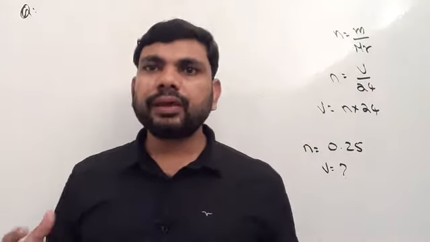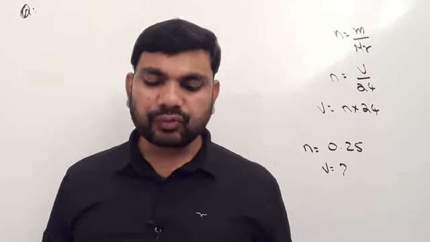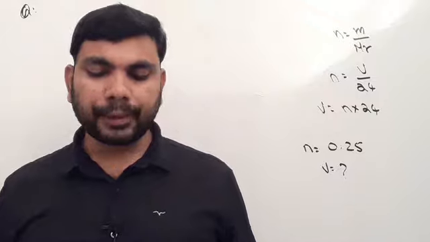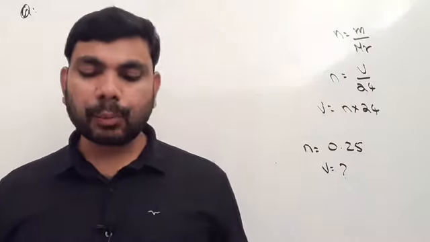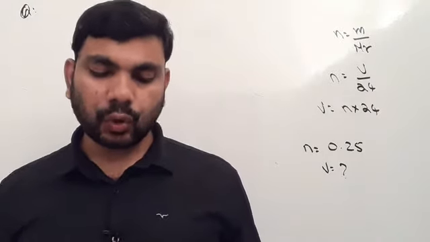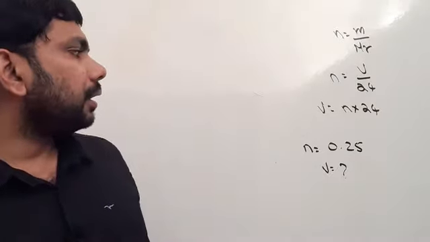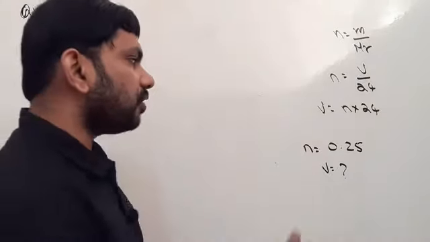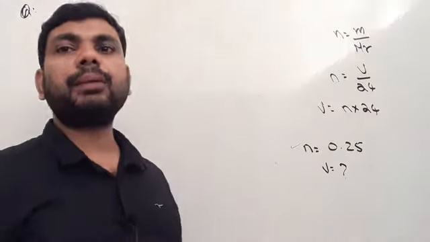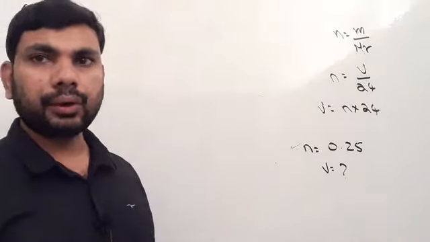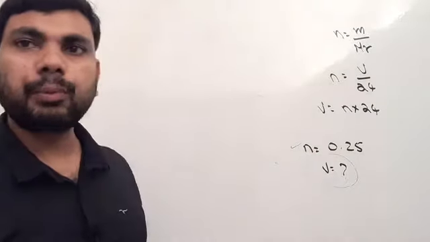Based on this we have one question here. What volume does 0.25 moles of a gas occupy at room temperature and pressure? See here, the number of moles of a gas is given, 0.25. So what will be the volume of this gas? This is the question. So here we have to calculate volume. Its number of moles is given, 0.25.